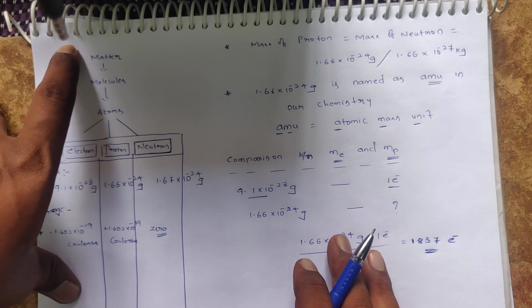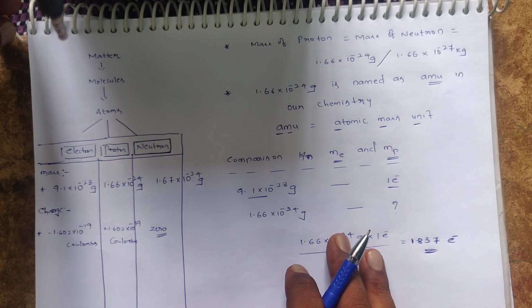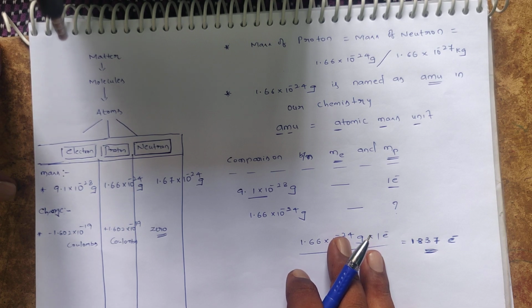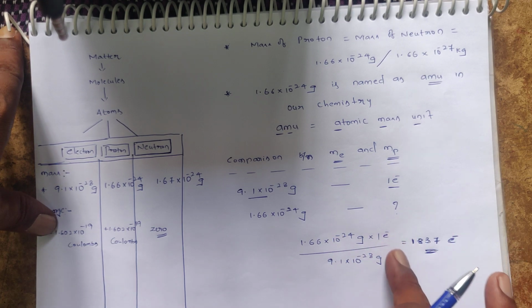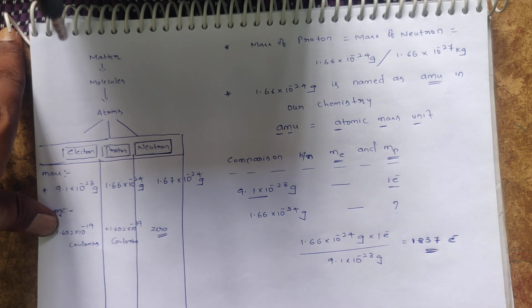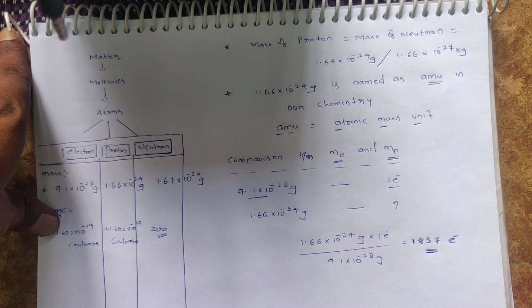In that particular element, how many electrons are present? 118 electrons are present. How many protons are present? 118 protons are present. So, will you expect an element with this many electrons? No, impossible. So here, the maximum number of electrons in an element is 118.